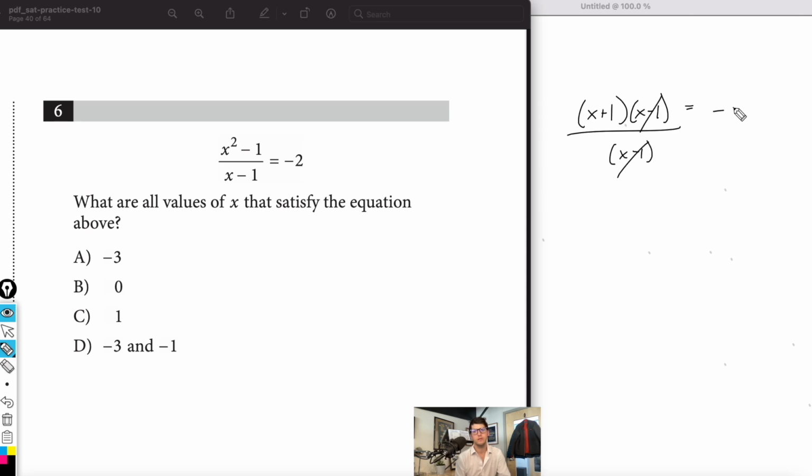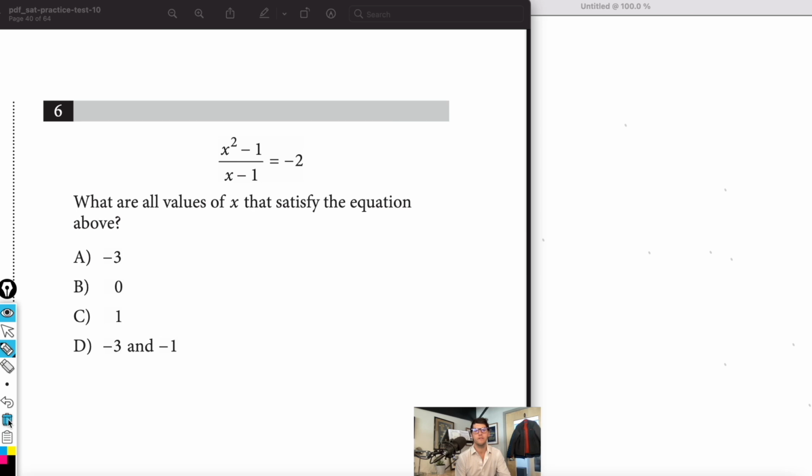x plus 1 equals negative 2, which means that if x plus 1 equals negative 2, subtract the 1 and get x equals negative 3. That's a cool thing and worth knowing for sure. Difference of squares is a huge part of this test. So the answer is A based on that.